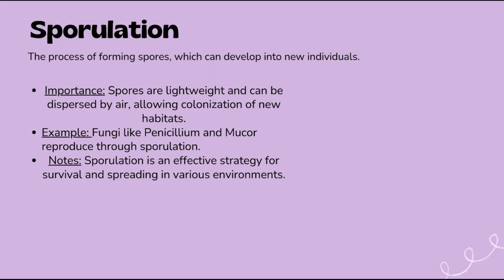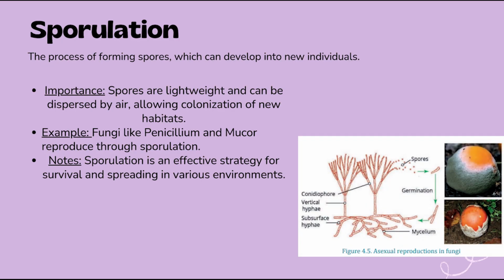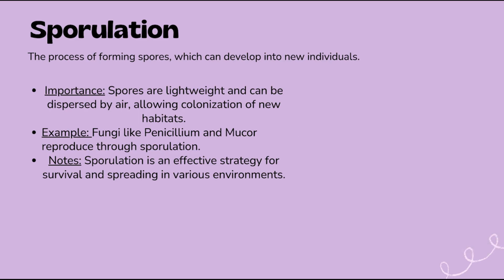Next, we have sporulation. Sporulation is a method of forming spores, tiny, resistant structures that can survive harsh conditions. Spores can grow into new individuals when conditions become favorable. This method is common in fungi like Penicillium and Mucor. Sporulation helps organisms to colonize new areas as the spores are light and can travel through air.